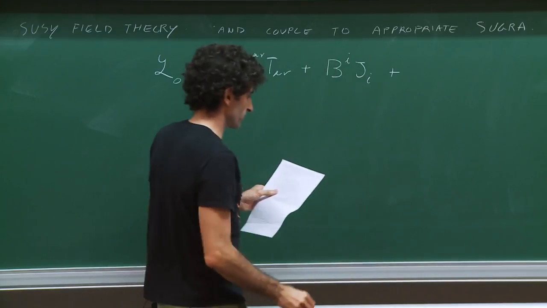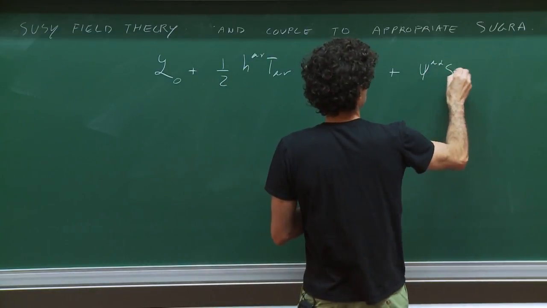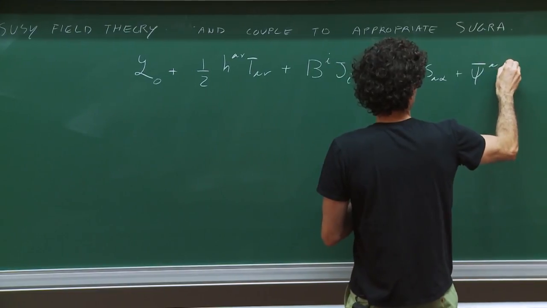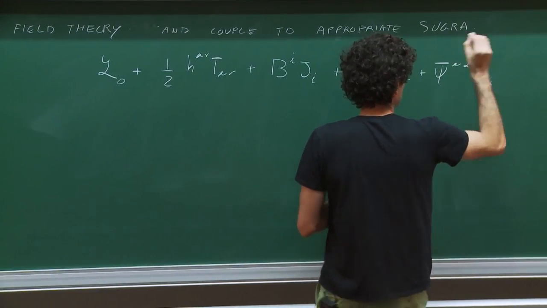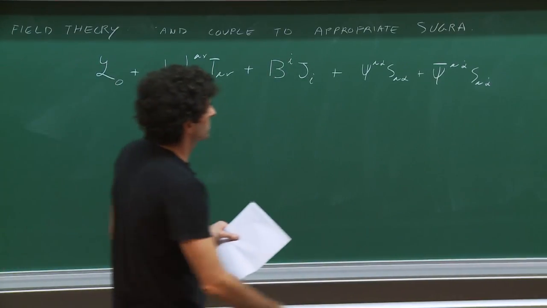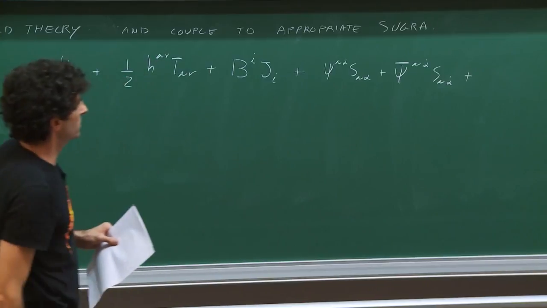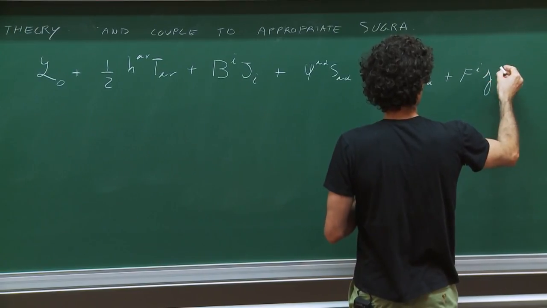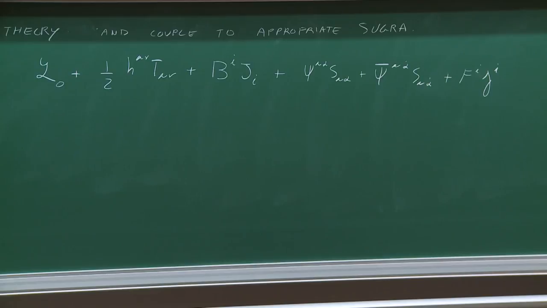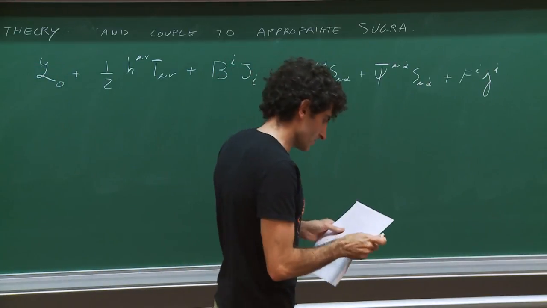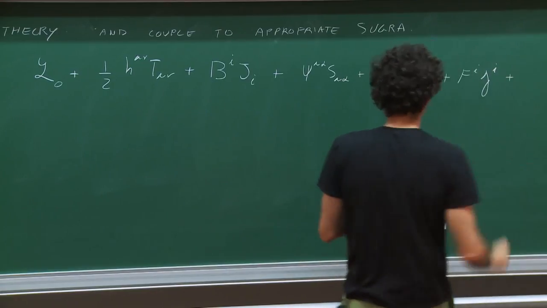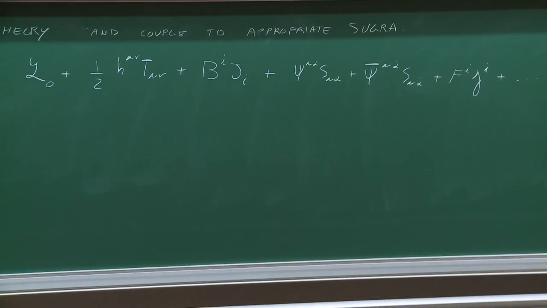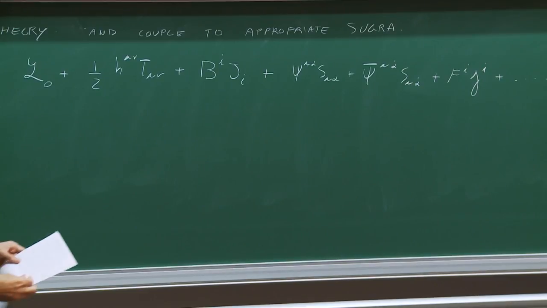Then I will have also couplings of the fermions. There will be the gravitino, which couples to the supercurrent, and a similar coupling for the other gravitino. And then there could also be other fermionic fields in your supergravity, so those will couple to some fermionic operators in the current multiplet besides S. And finally, there can be seagull terms, which you can discover by looking at the entire supergravity Lagrangian.